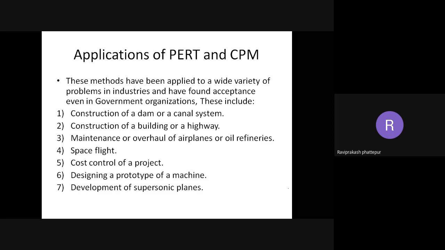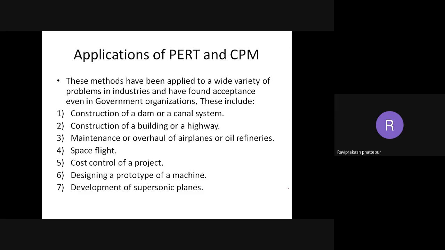So many industries and government organizations have used this and are very much using them again and again because of the advantages they give. These include construction of a dam or a canal system.